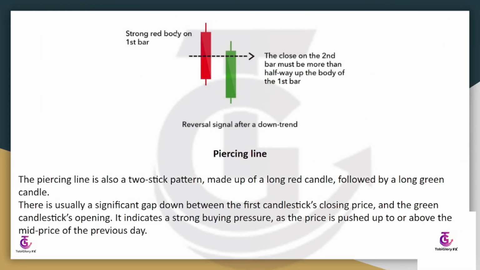Strong red candle body on the first bar. The close of the second bar must be more than halfway up the body of the first bar. Reversal signal after a downtrend. Yeah, look at this candle information.